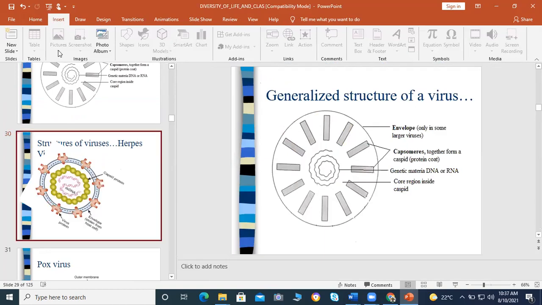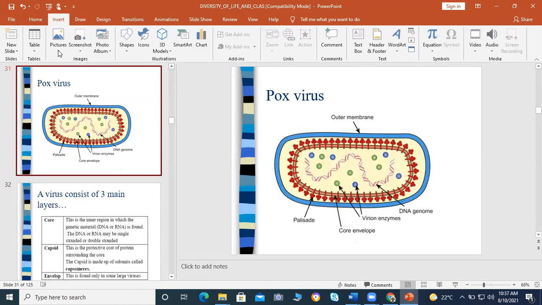Now we look at the structure of a pox virus. You've heard about smallpox. So a smallpox virus also has three layers. You can see the outer membrane. You can see the inner membrane that is brown.